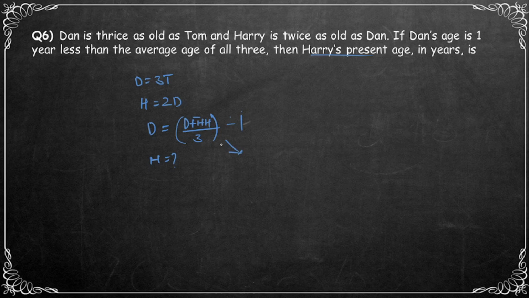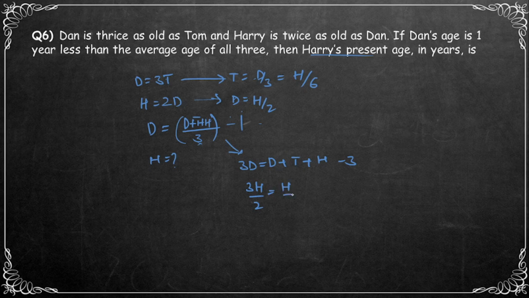So from this equation we can write 3d is equal to d plus t plus h minus 3. Now if we replace everything in terms of h, we can write d is equal to h divided by 2, and t is equal to d by 3. If we replace d again, it will be h by 2 by 3, that means h by 6. So putting those values in this equation, we have 3h divided by 2 is equal to h by 2 plus h by 6 plus h minus 3.